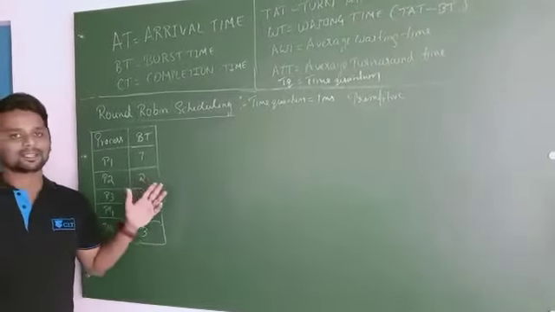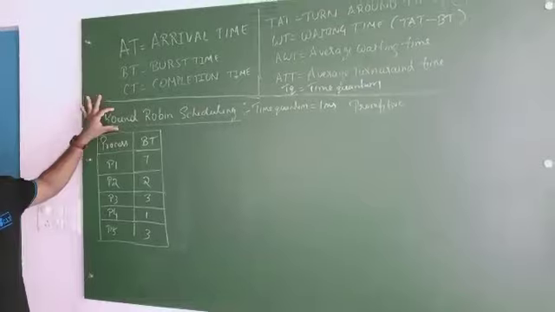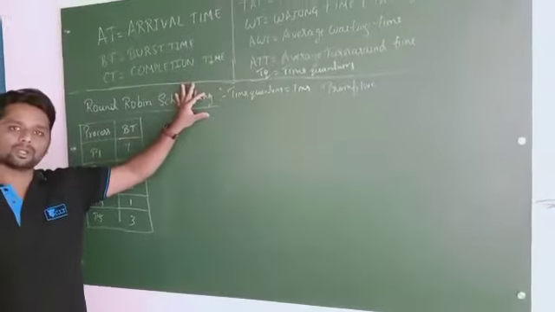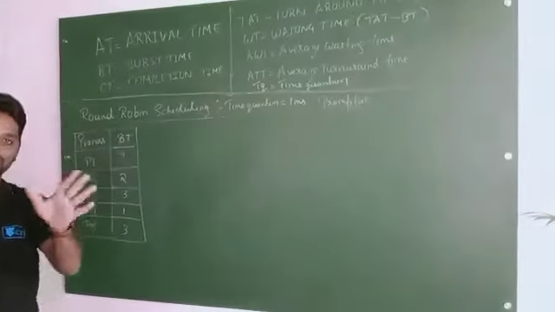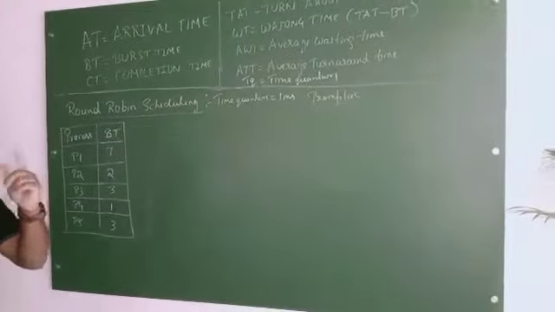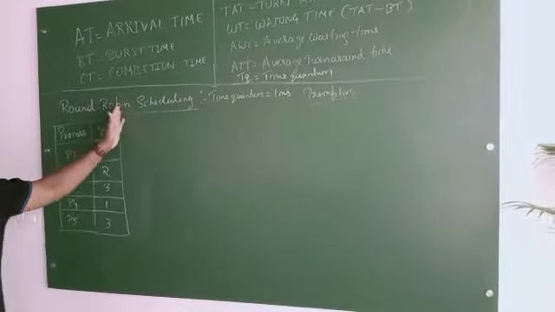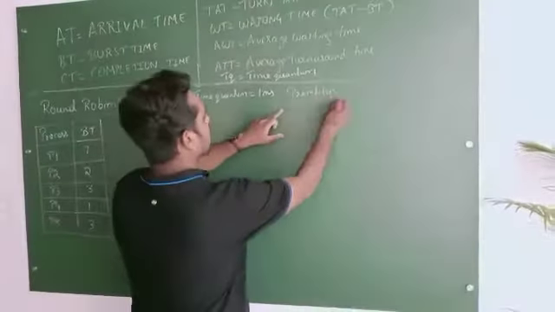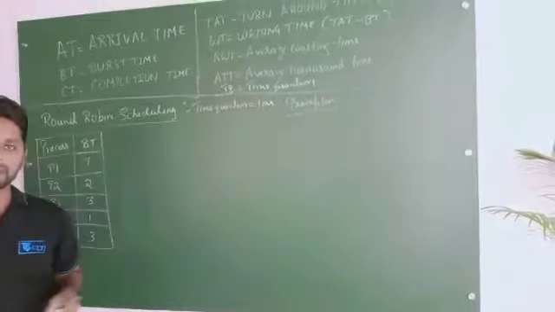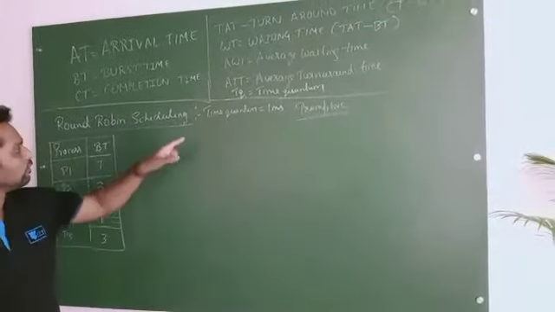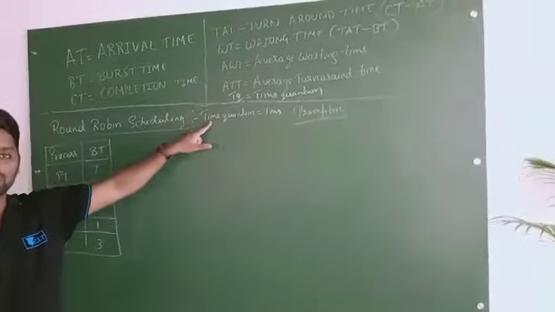Hello guys. In the last class we had already discussed the round robin scheduling algorithm. I said round robin scheduling is similar to FCFS, but FCFS is a non-preemptive scheduling algorithm, whereas round robin is totally preemptive. As the name indicates, preemptive: every process will execute only for the time quantum that is specified.